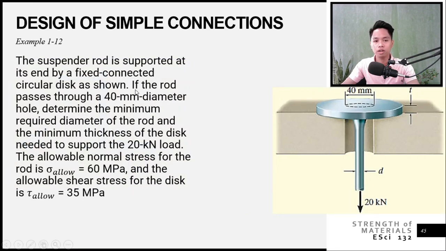Now, the suspender rod is supported at its end by a fixed connected circular disc as shown. Okay? If the rod passes through a 40 mm diameter hole, determine the minimum required diameter of the rod and the minimum thickness of the disc needed to support the 20 kN load. Now, the allowable normal stress for the rod is 60 MPa, and the allowable shearing stress for the disc is 35 MPa. Okay, so let me just copy the figure kay para makaproceed ta sa ato ang solution.